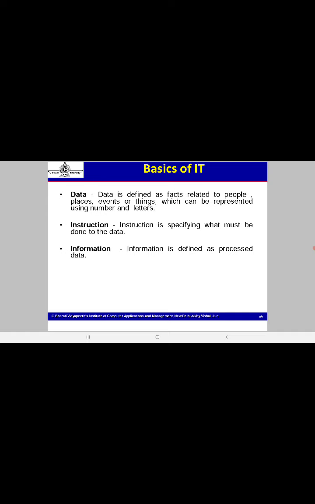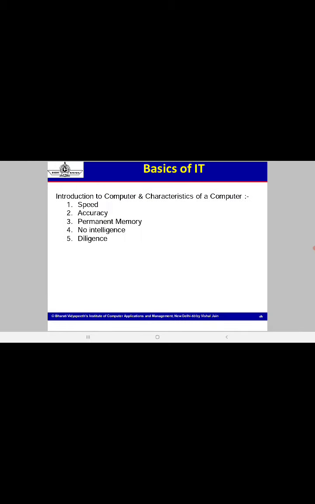So what is data? Data is defined as facts related to people, places, events or things. It can be represented using numbers and letters. Instruction means a command which is used to specify what must be done to the data, and information is defined as processed data.